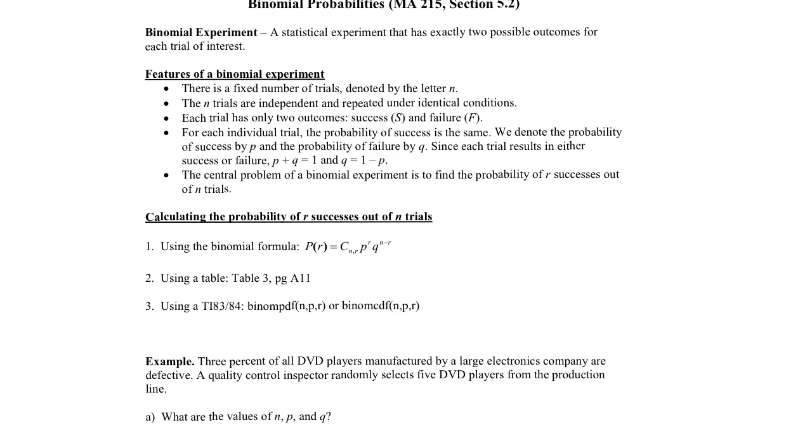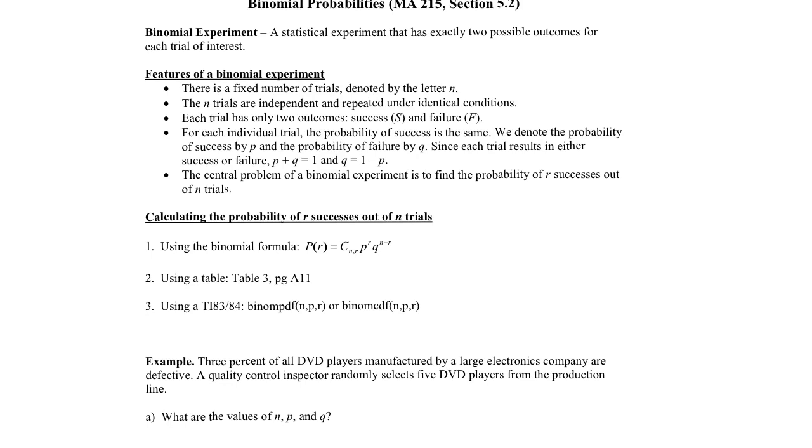Today we start section 5.2, where we look at binomial probabilities and the binomial distribution, which is a discrete distribution. Remember in section 5.1 we talked about probability distributions. We mentioned there were discrete ones and continuous ones, and this is a discrete distribution that we'll be looking at.